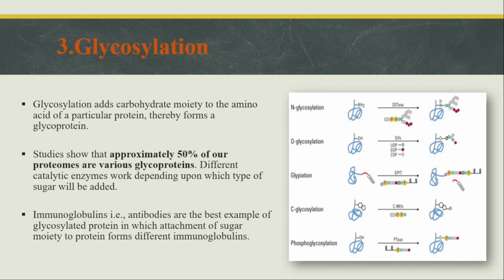The immunoglobulins, that is, antibodies, are the best examples of glycosylated proteins, in which attachment of a sugar moiety to the protein forms different immunoglobulins. Glycosylation also has a major role in protein structure, folding, conformation, stability, distribution, and activity. Applications of glycosylation include: they play a major role in adaptive immunity, they help in determining blood groups, and they provide structural support to the membrane.